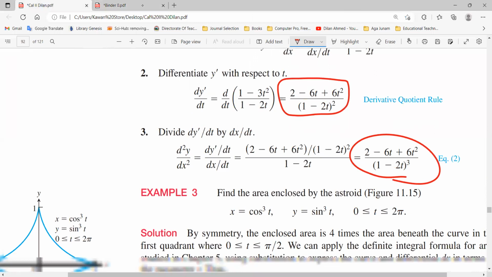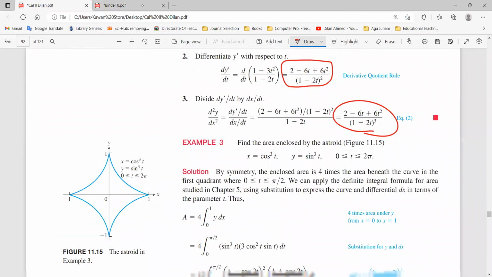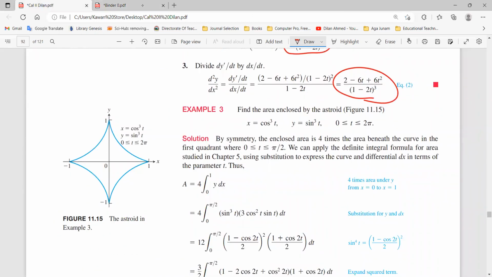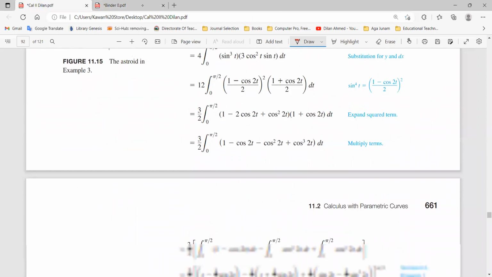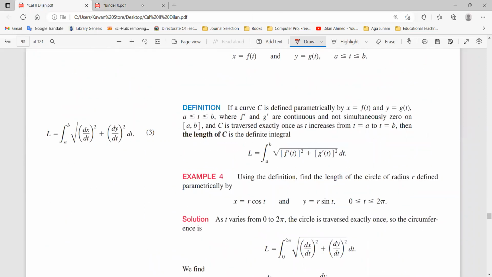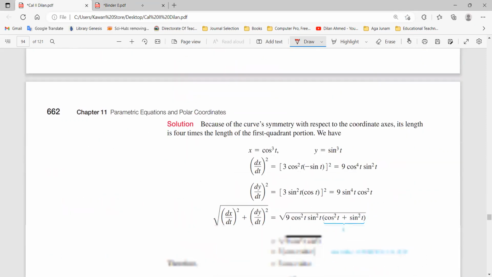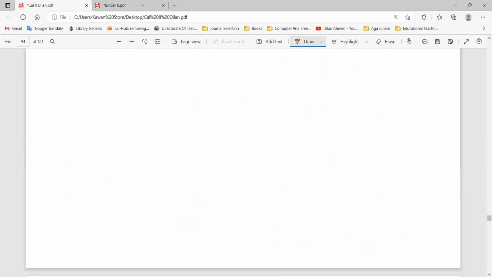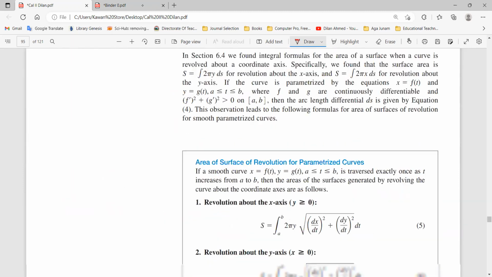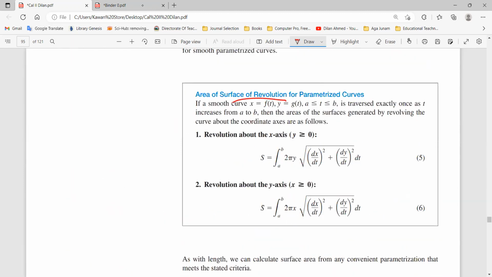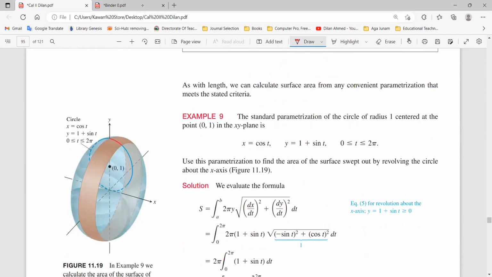Later, I'm going to deal with example number 3 and some length. Yes, we have a length. And also, I think we have area by revolution. Yes, area by revolution. We are going to deal with those situations.